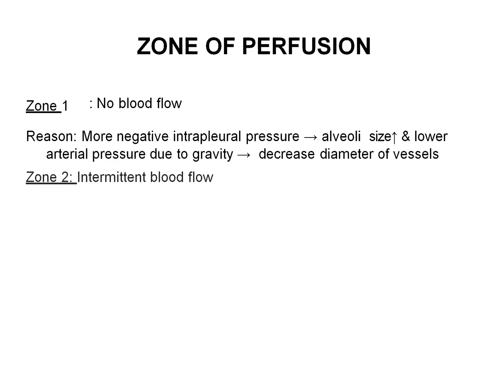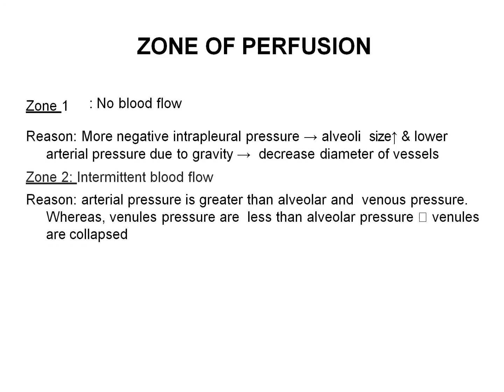Then comes the middle part, which is zone 2, where sporadic or intermittent blood flow is present. Here, the arterial pressure is greater than the alveolar and the venous pressure, whereas the pressure in the small veins is less than the alveolar pressure. Due to this less pressure in the small venules, the venules will be collapsed, and as the venules collapse, the arterial venous pressure gradient is intermittently maintained, and due to that, intermittent blood flow is always there in the middle zone.